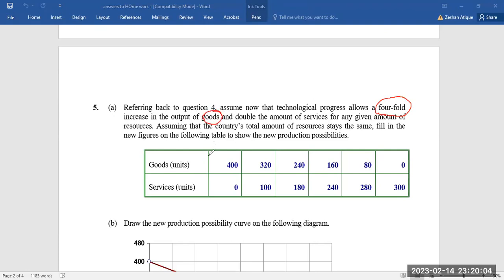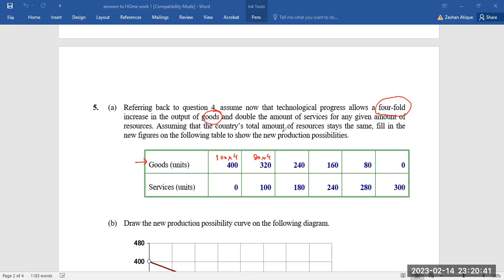So when you were producing 100 units of goods, now you can produce 4-fold, so this is 100 multiplied by 4. Similarly, here it is 80 multiplied by 4, and all of the variables are like this, multiplied by 4. The technology has allowed you to increase the production of goods by 4 times, so you multiply all of the production units of goods by 4 to look at this row for the new question.